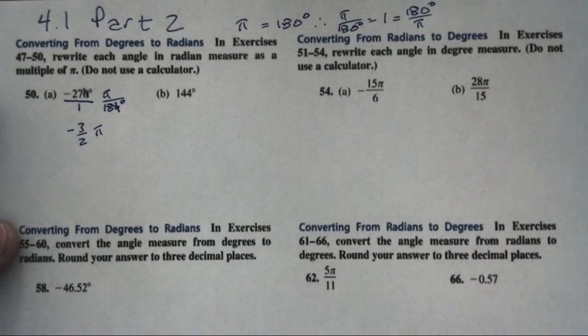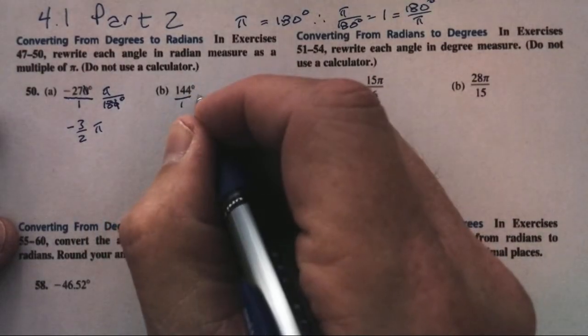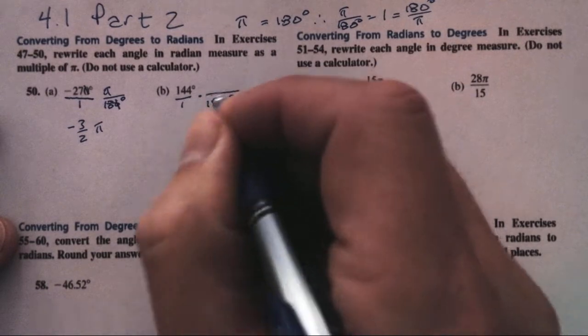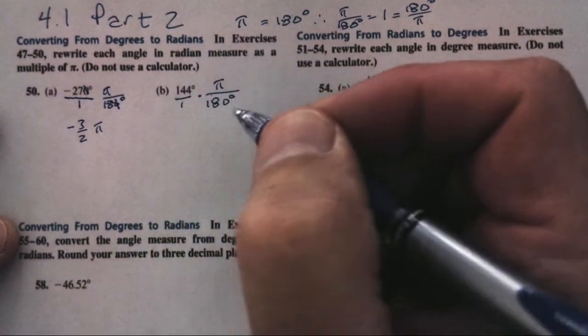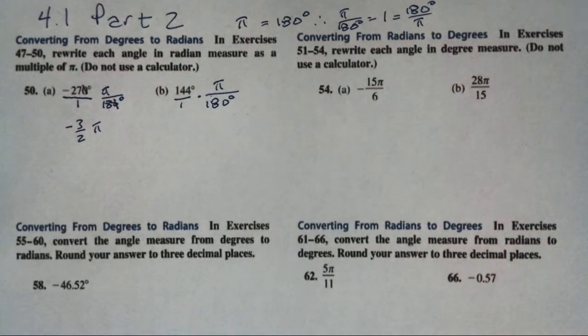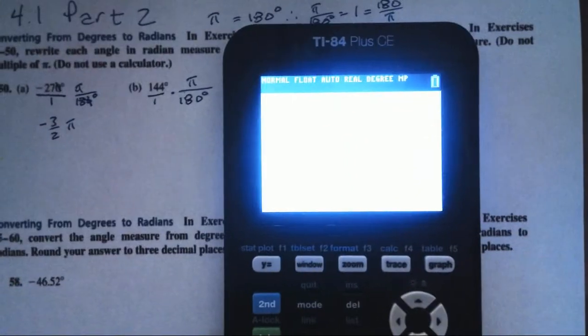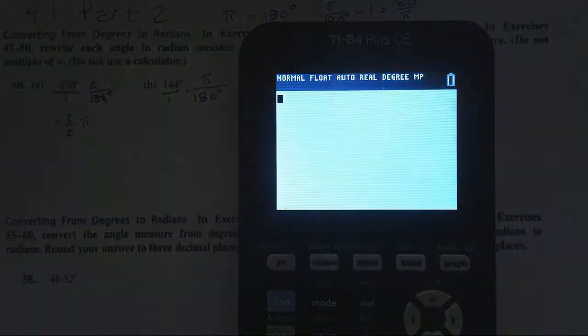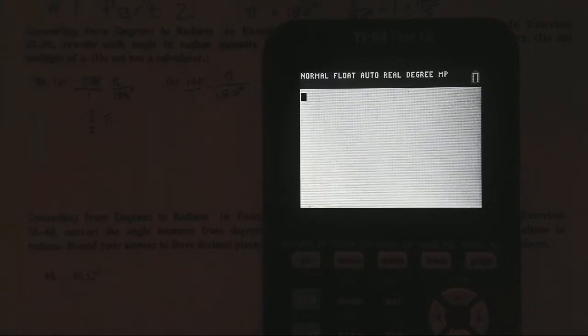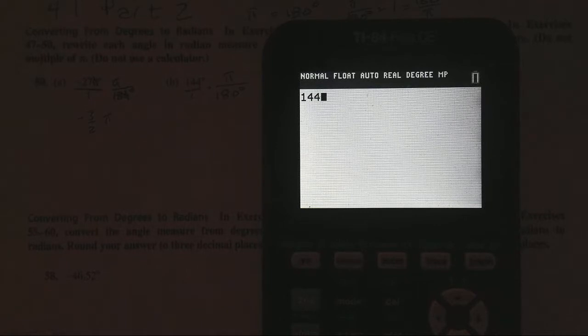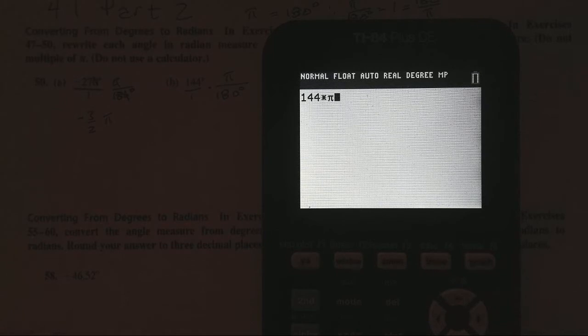Okay, maybe a little bit more computational challenge here, but same process. I want to cancel degrees, and I want to introduce radians. So this will cancel nicely, but I want to show you this on your calculator. I'll be refocusing quite a bit so we can see both my calculator and the screen. So anyway, we've got 144 times pi, which is second caret, right above the division sign, divided by 180.